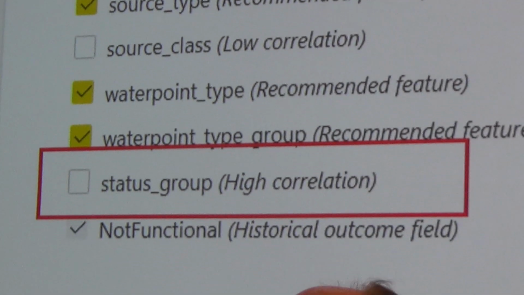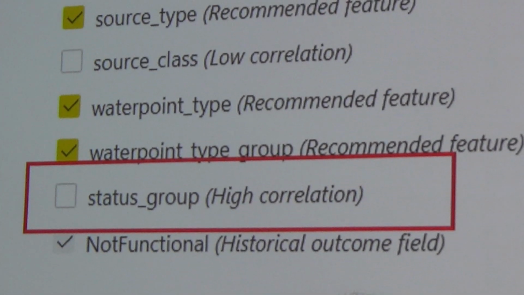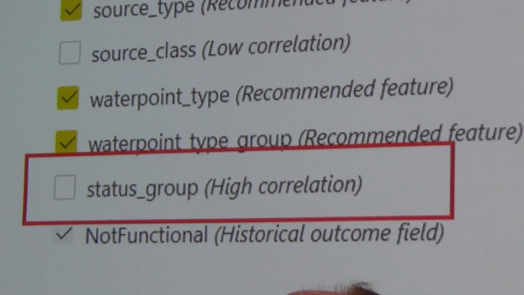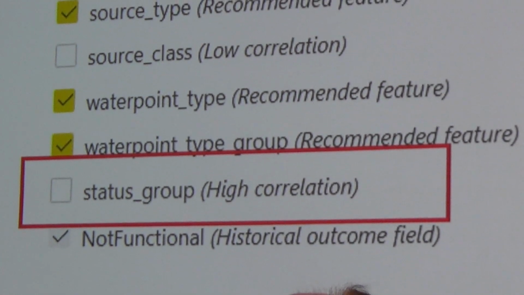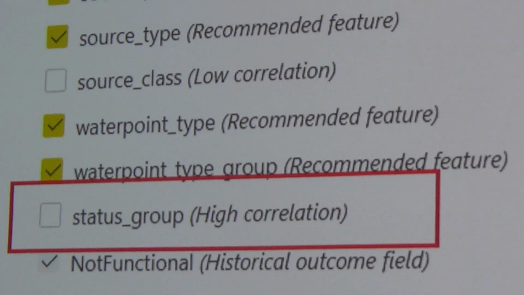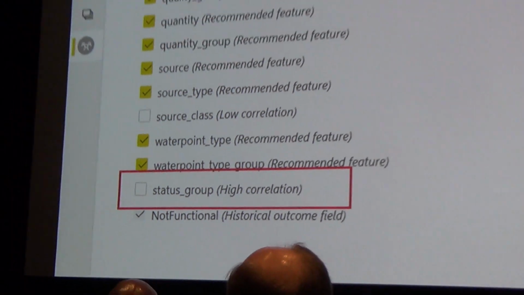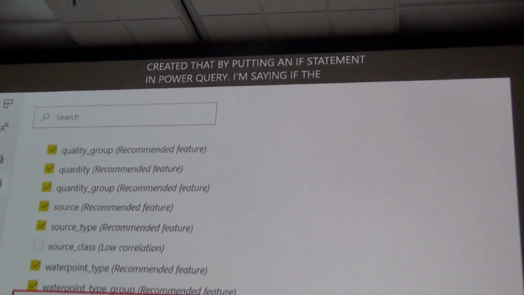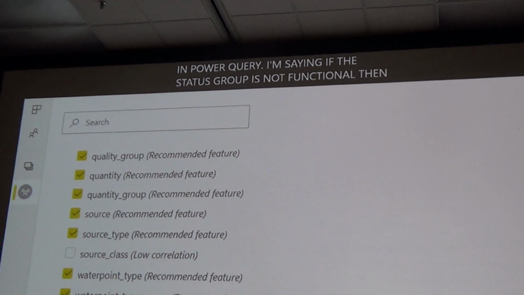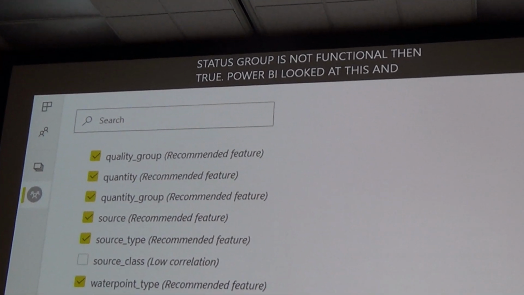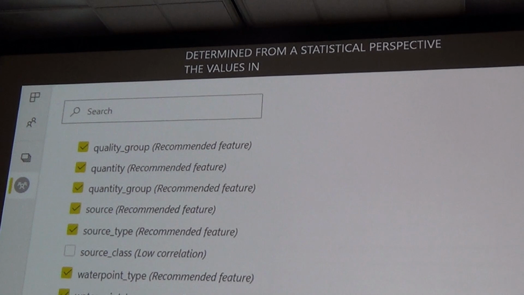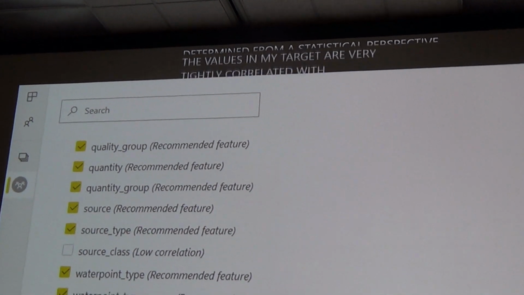So the Boolean column that I created, by putting an if statement in Power Query. I'm basically saying if the status group is not functional, then true. Power BI looked at this. It detected that from a statistical perspective, the values in my target are very tightly correlated with the status group. So it detected this as what is called the leaky predictor, a column that foretells the future, and it shouldn't be there because probably I do not have access to it.